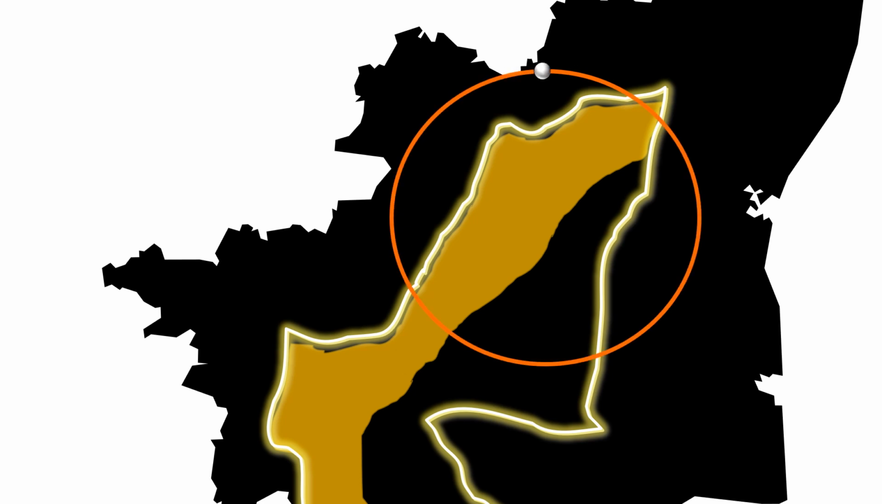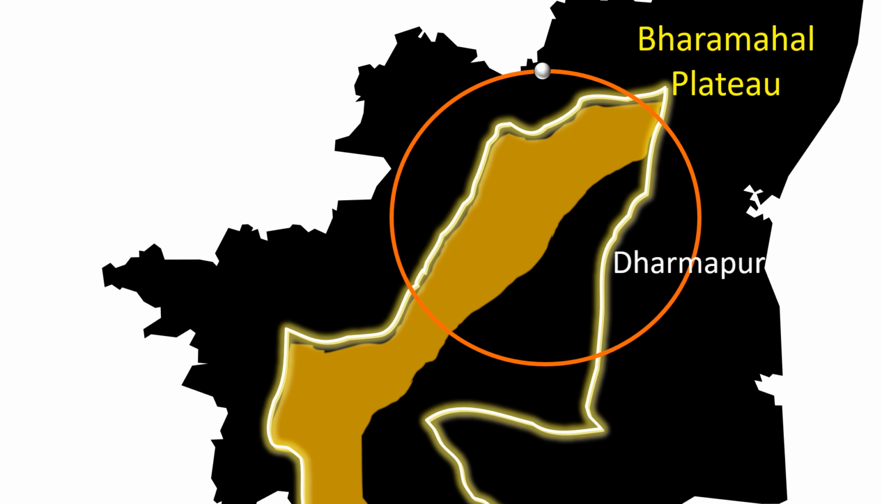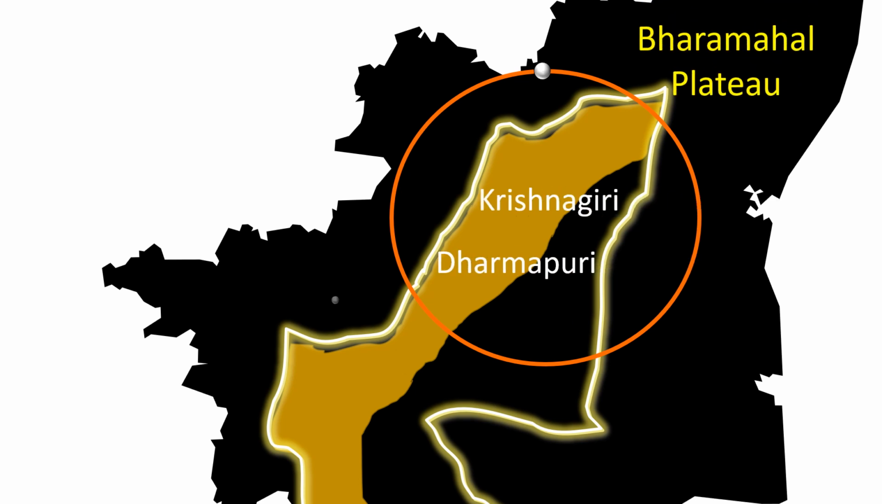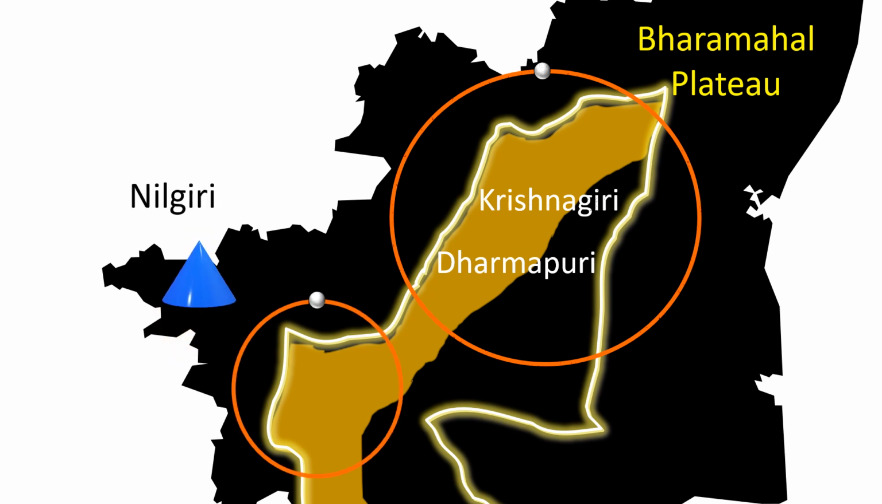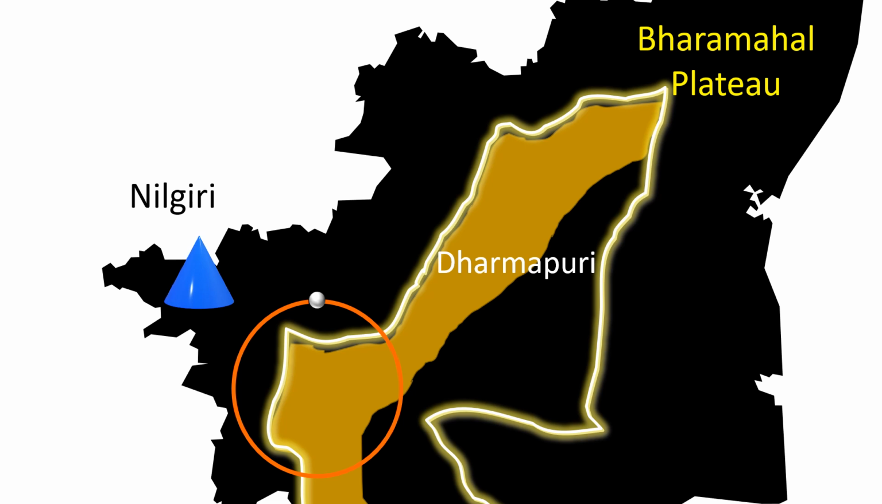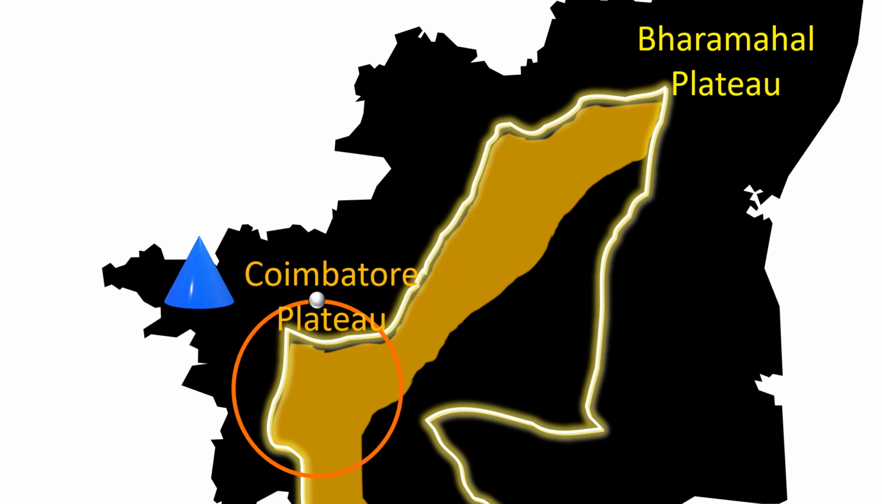Two prominent plateaus can be noticed here. The one in the northwestern part of Tamil Nadu is called the Baramahal Plateau. Dharmapuri and Krishnagiri districts are found here. The plateau that lies between the Nilgiri Hills and Dharmapuri district is called the Coimbatore Plateau. Salem, Coimbatore and Erode districts are found on this plateau. The Moyar River separates this plateau from the Mysore Plateau.